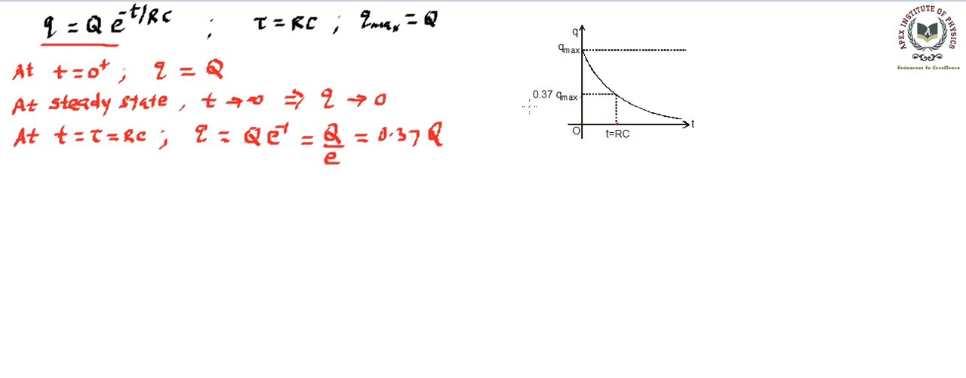So how much discharging has taken place? Discharging has taken place as 63%. So we can claim that 63% discharging happens or takes place in one time constant.